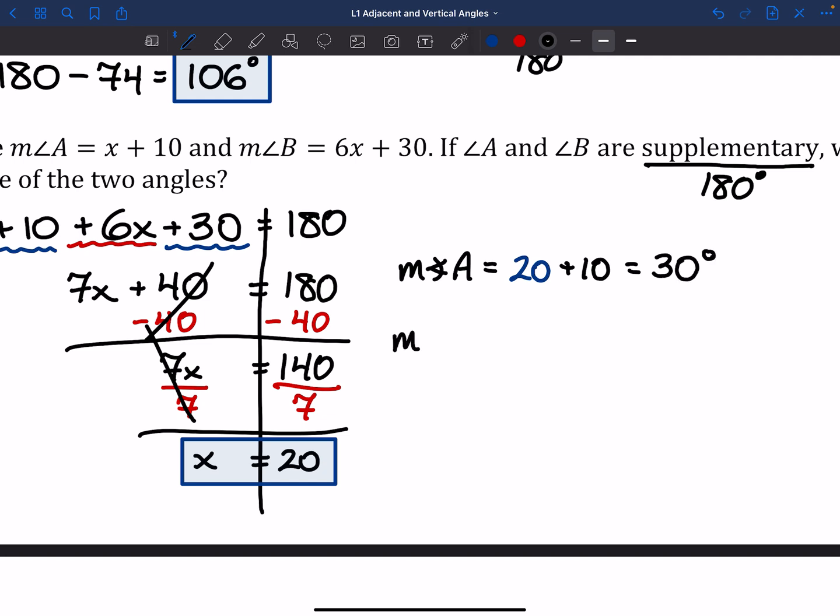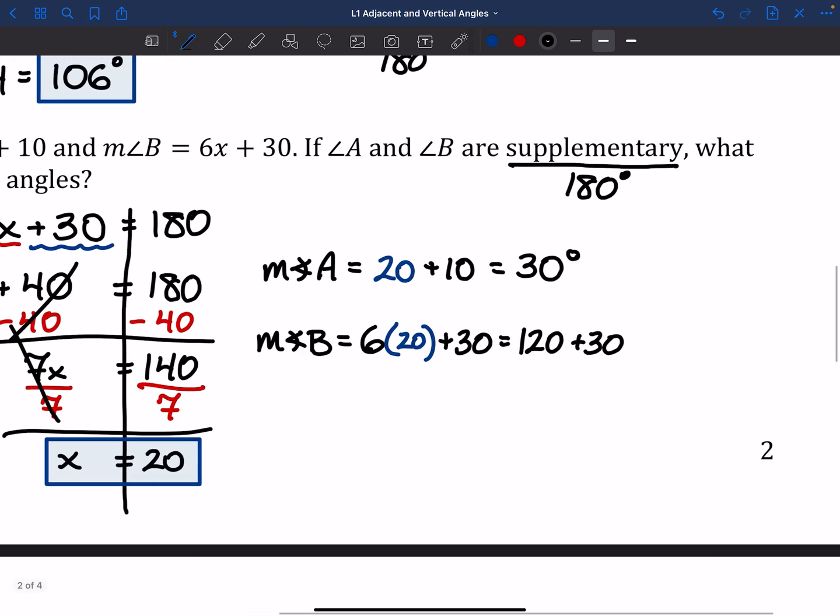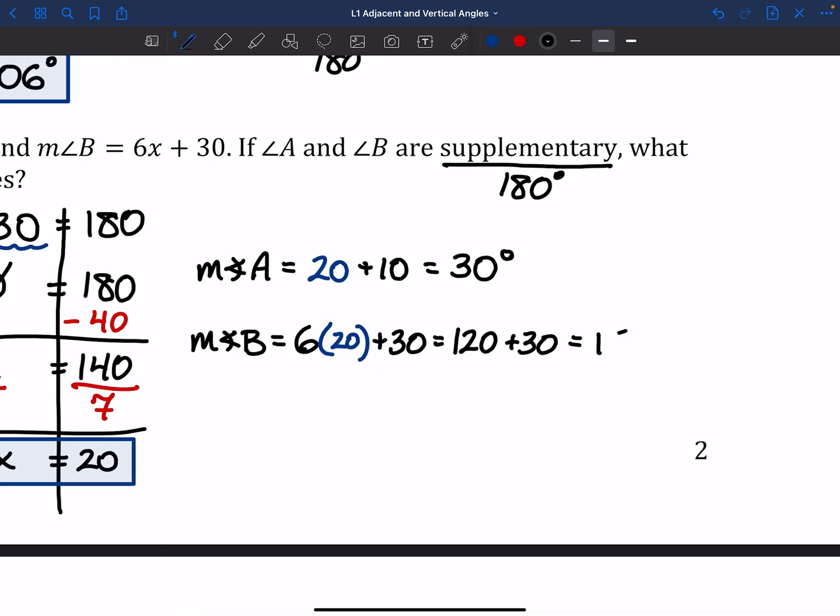The measure of angle B was equal to 6x plus 30. So 6 times that x plus 30. All right, 6 times 20 is 120. Plus another 30 gives you 150 degrees. So measure of angle A was 30 degrees. Measure of angle B was 150 degrees. And that's what we're trying to get to.